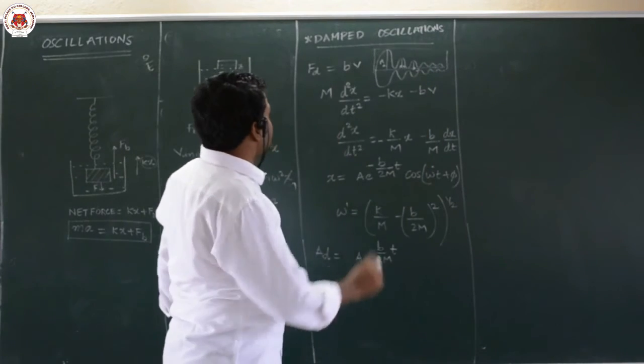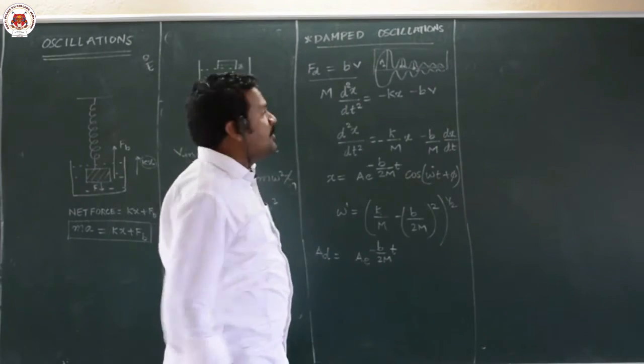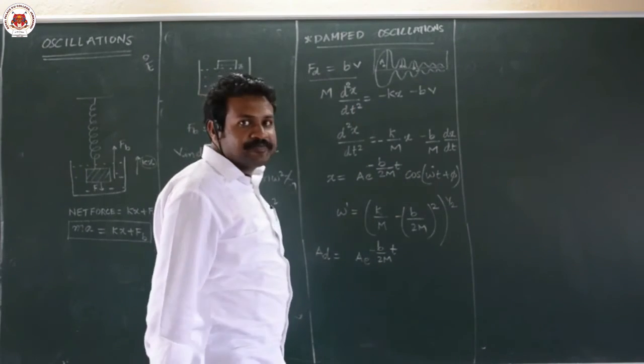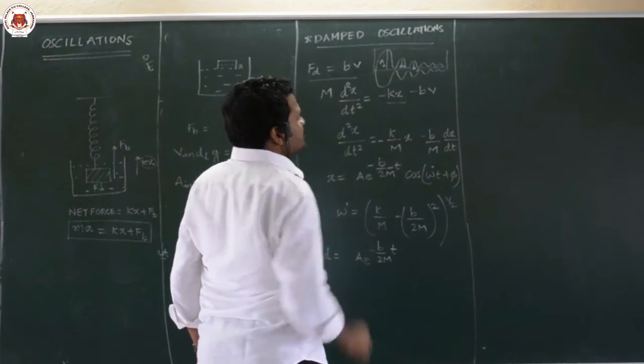The resistive force acting on the oscillator is proportional to velocity. If you remove the proportionality, you will get Fd is equal to bv, and this is the restoring force developed inside the oscillator.